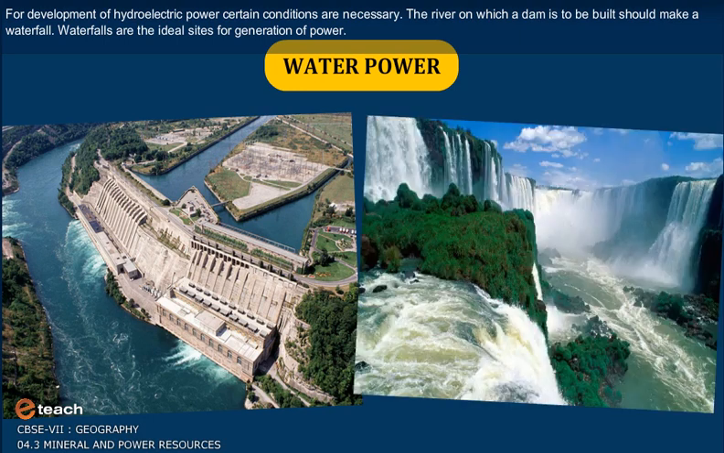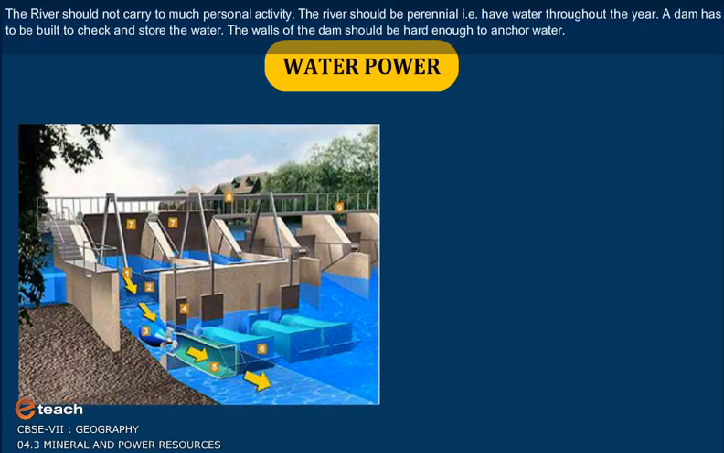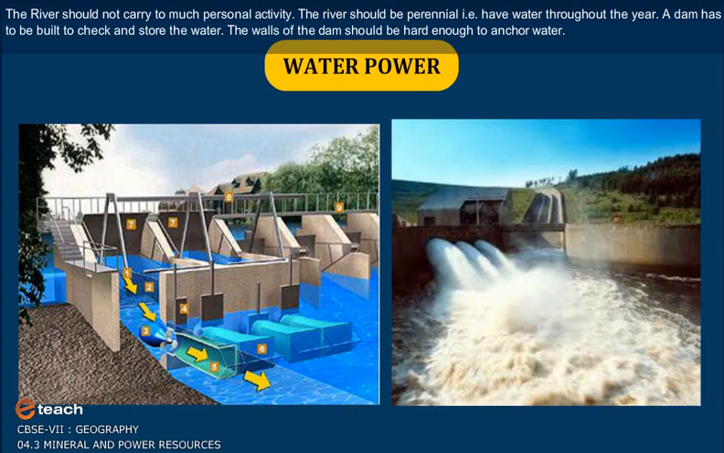For development of hydroelectric power, certain conditions are necessary. The river on which a dam is to be built should make a waterfall. Waterfalls are the ideal sites for generation of power. The river should not carry too much traffic. The river should be perennial, that is, have water throughout the year. A dam has to be built to check and store the water. The walls of the dam should be hard enough to hold the water.